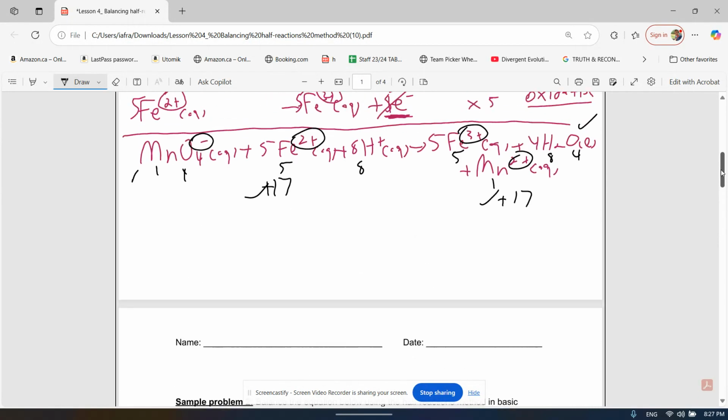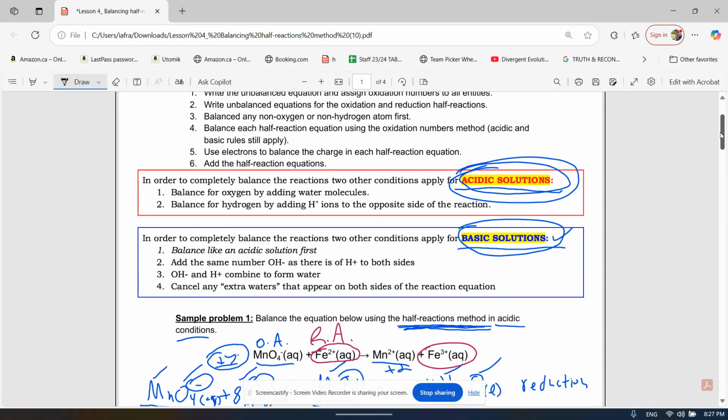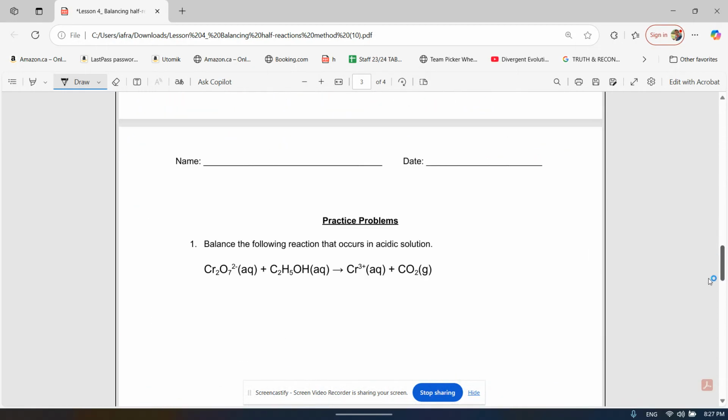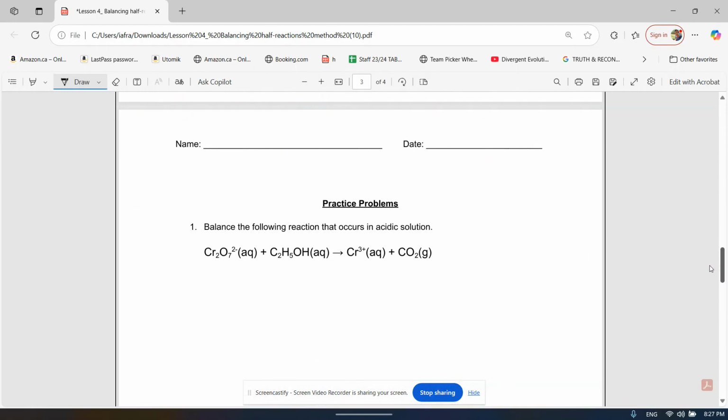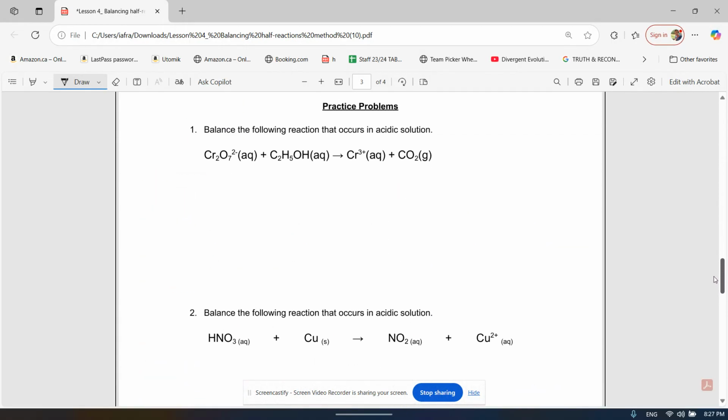So there are other methods of balancing. The other one's called the oxidation number method, but we learned in this lesson the half reactions method. To practice, you can complete the practice problems within the lesson. The answer keys are online, so you can double check your work. Balancing redox reactions can be awkward at first, but with enough practice, they become pretty simple.